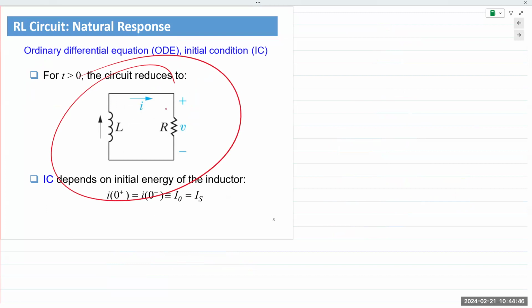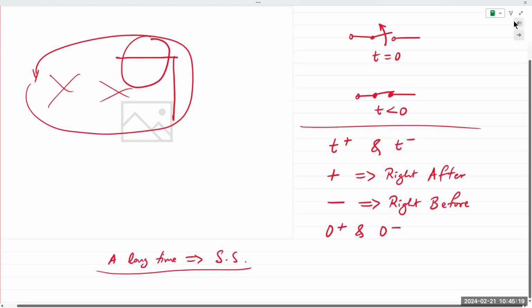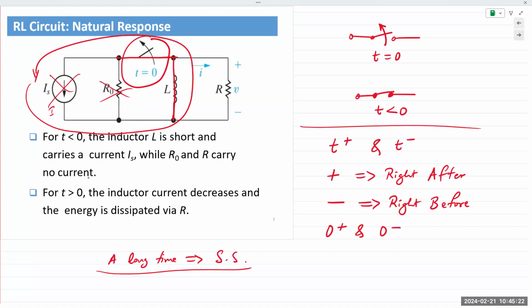So you have a fully charged inductor, and here's why the 0 plus and 0 minus are important. We know the current through an inductor or the voltage across a capacitor cannot change instantaneously, right? So if we look at this circuit, we don't know what the current value is. We will have to determine that value from the time t less than 0, which is the value of Is. That's the source current that is flowing in there.